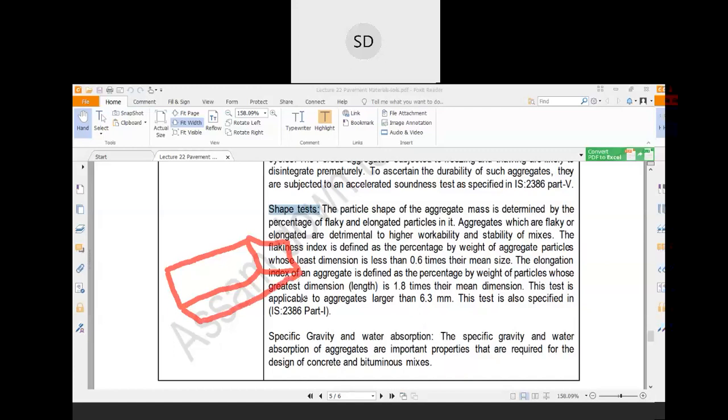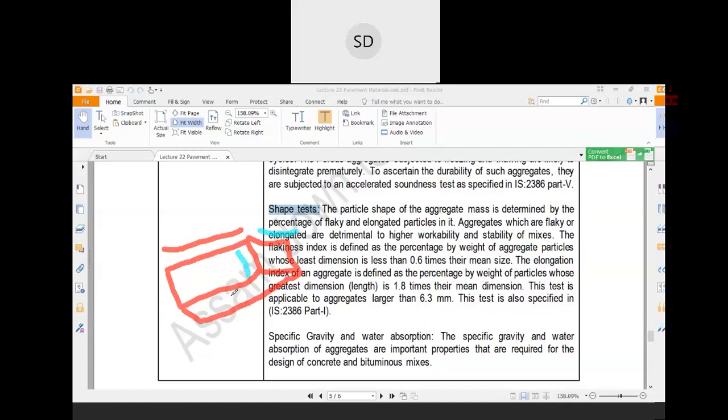Now in the standard shape, there are three dimensions. One dimension is length, another one is width, and another one is depth. So basically these are the three dimensions. Now if I tell you to find out what is the average dimension, in that case you have to add up length plus width plus depth divided by 3. That is the average dimension.